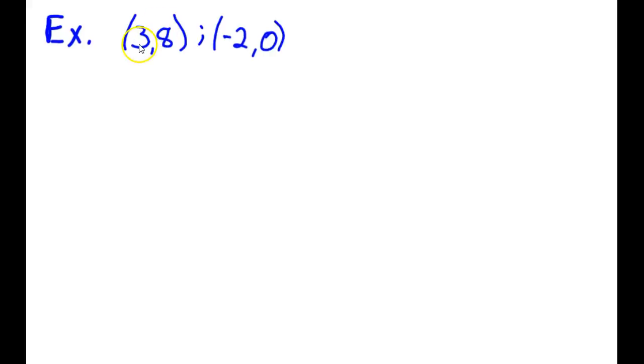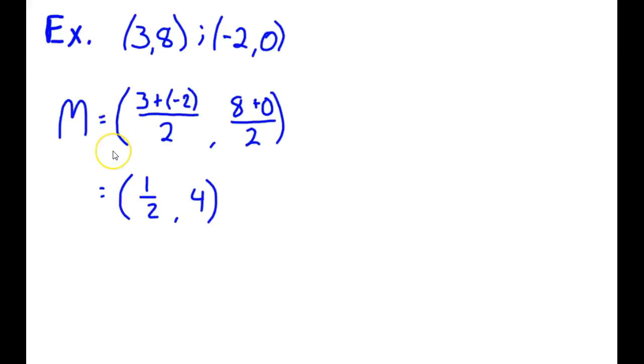Now for an example, we have the ordered pair 3, 8, and another ordered pair -2, 0. Just like the distance formula, it doesn't matter which one you make x sub 1, y sub 1, which one you make x sub 2, y sub 2, because in the formula you're adding those two values together to find the average. Okay, so just plug these values into the formula and simplify.